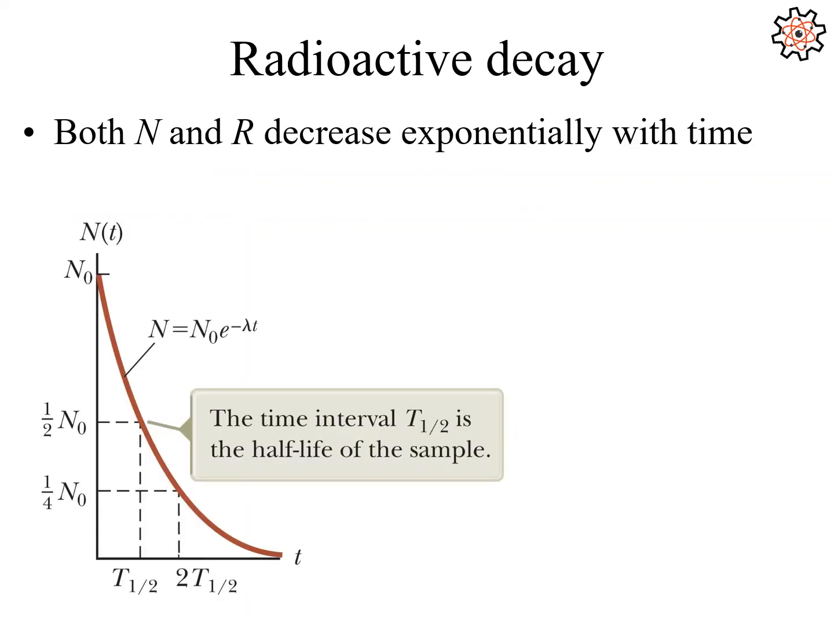N and R both decrease over time, and they decrease in an exponential way. Here's a graph of N as a function of time. And with an exponential decay, we can talk of half-lives. T half is the half-life. It's the time it takes for a sample to decay from any particular value to half that value. Well, if you take the new t0 as where that t half is, then the time it takes to decay to half of that value, so to be a quarter of the initial value, will be another half-life, and so on. And that is the characteristic of exponential decay.